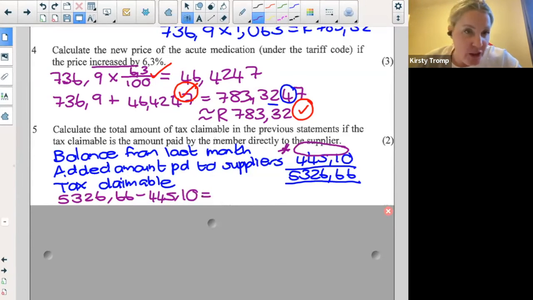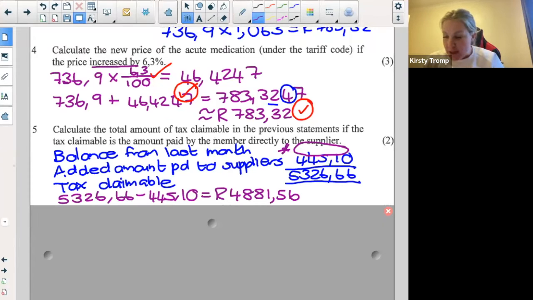And that will give me 4,881 rand and 56 cents. Be careful if you're getting negative figures, guys. If you're getting negative figures, you've got a small problem because you can never really have negative money. So be careful with that. Unless you're dealing with bank statements, you could have a negative balance because then you've got an overdraft.